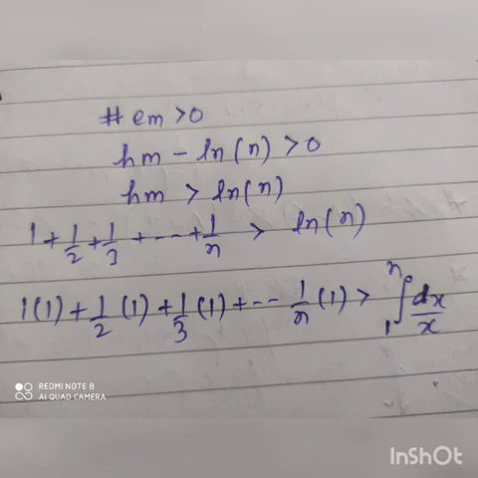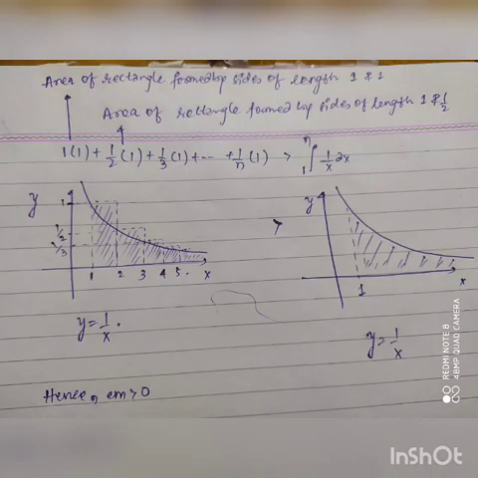We can also write it as 1 into 1 plus half into 1 plus 1/3 into 1 and so on up to 1 over n into 1, and the log n can also be written as the integral of the function 1 over x from 1 to n, that is to say with lower limit as 1 and upper limit as n. The terms 1 into 1, half into 1, 1/3 into 1 can be thought of as the area of the rectangles formed by sides of length 1 and 1, half and 1, 1/3 and 1.